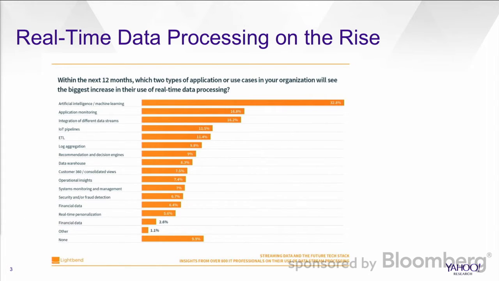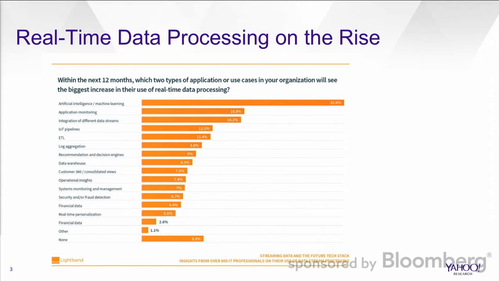So let's start with a survey that was done by Lightbend. Basically, people were asked which two types of application or use cases in your organization will see the biggest increase in the use of real-time data processing. And you can see the answers. Most of them, 32%, actually say that AI and machine learning will see the biggest increase in the use of real-time data processing.